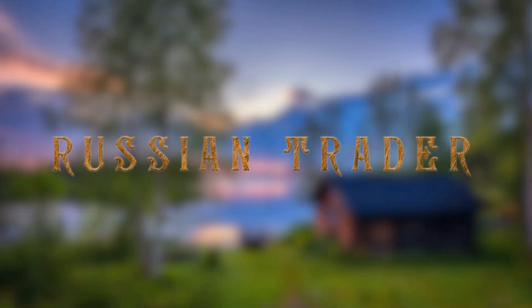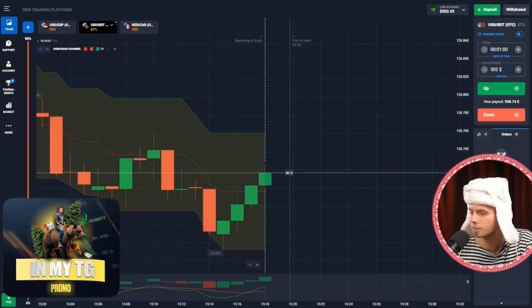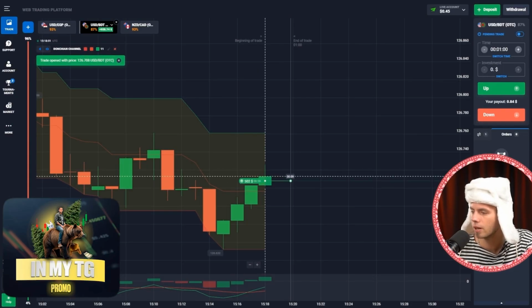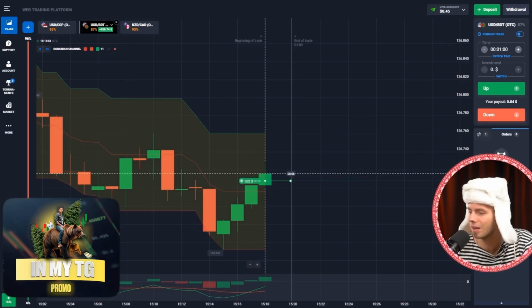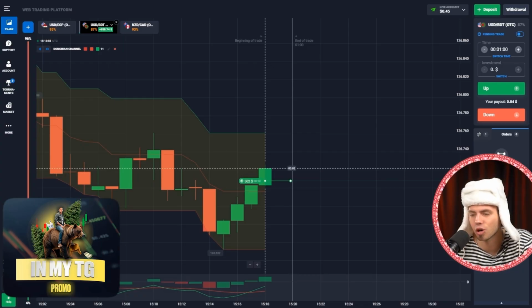So let's set the amount. Okay, we're opening a buy trade over here now. The middle line was a very strong resistance level.